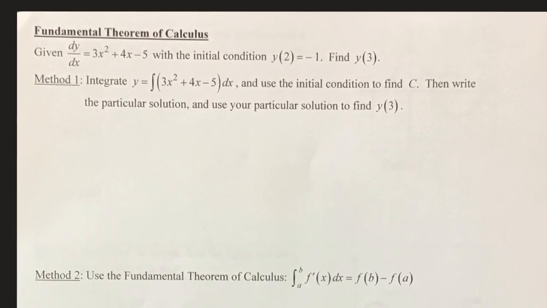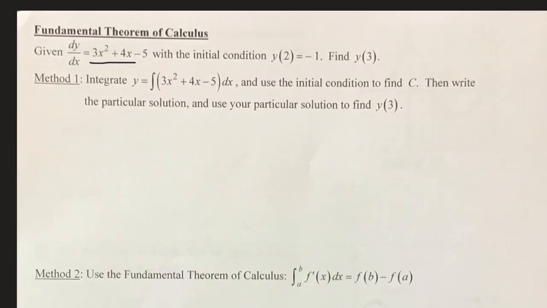Given here we have dy dx. This is a derivative, f prime, with the initial condition y of 2. So when x is 2, y is negative 1, and we want to find what the y value is when x is 3. We're going to do it using the fundamental theorem of calculus. So 2 is going to be your lower bound for our integral, and 3 is going to be our upper bound. Whichever number is smaller is always the lower bound. Or we can switch it, but let's just do that for right now.